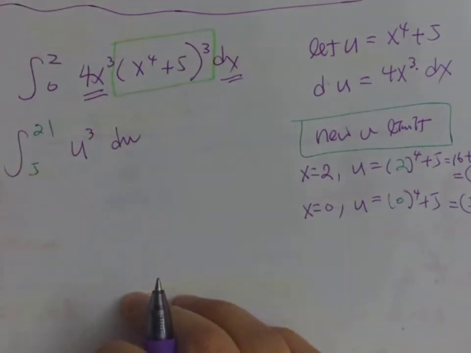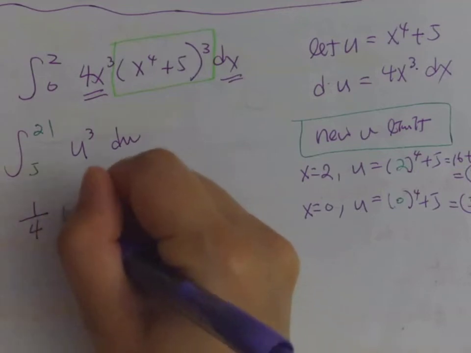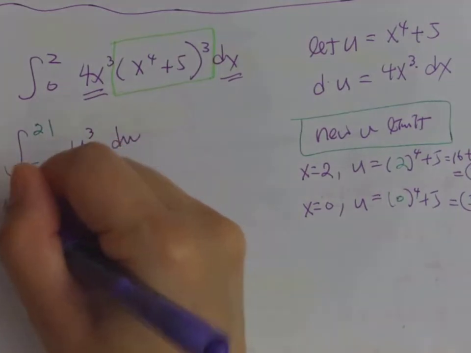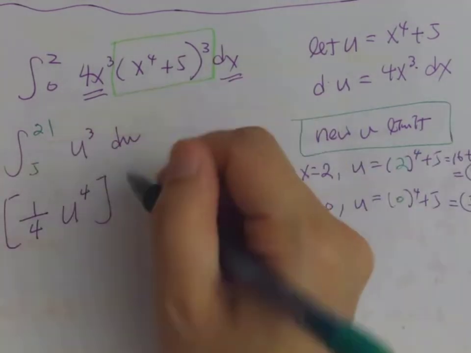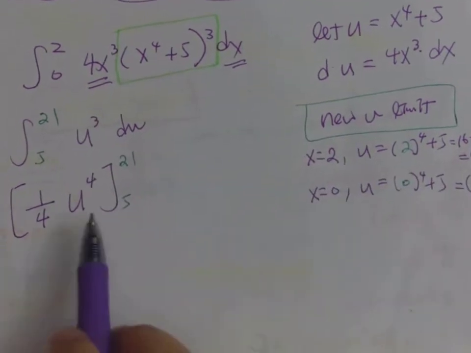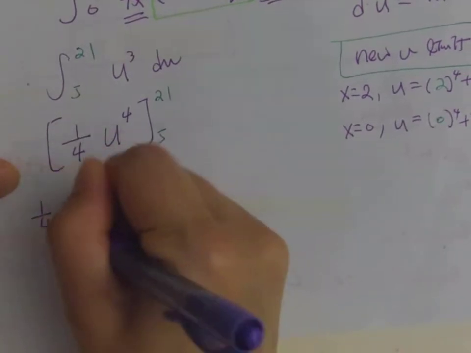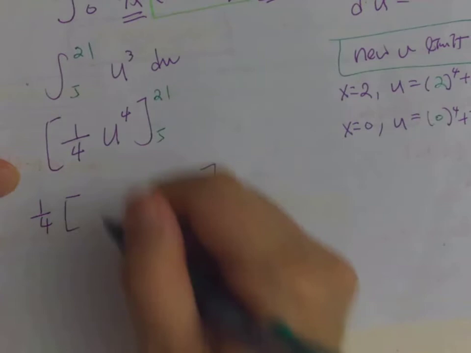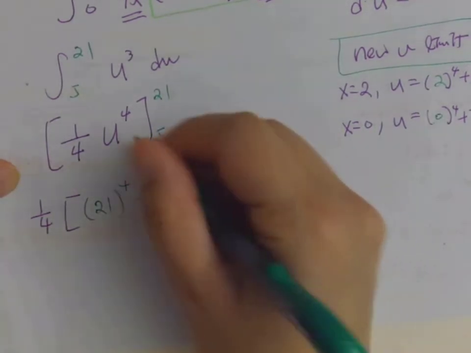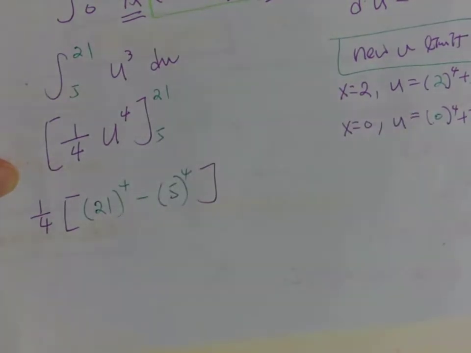Okay, so I can take the integral here, which is 1 over 3 plus 1, which is 4, and then u to the 4th. And then after I took the integral, we can plug in the numbers, right? I don't need c because it's a definite integral and it's going to cancel out, right? So we can just pull the 1/4 out. U to the 4th power, plug in 21, subtracting u to the 4th power, plug in 5, like that.